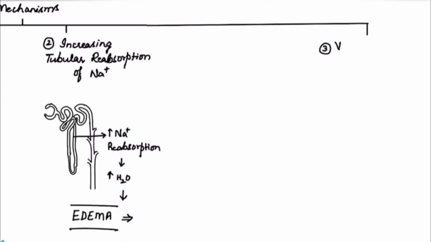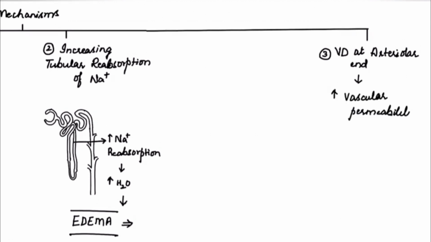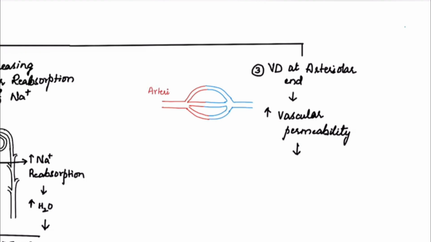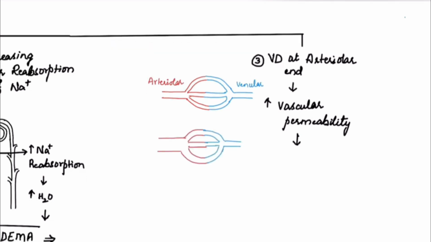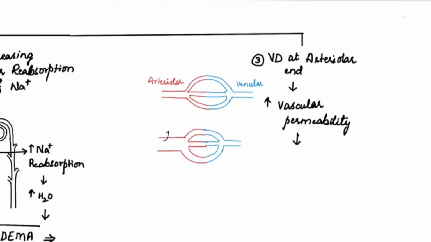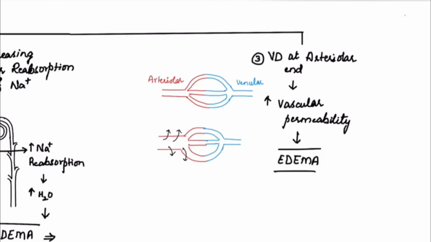Next, the third mechanism by which drugs cause edema is causing vasodilation at the arteriolar end of the capillary. So this leads to increased vascular permeability. So this is a normal capillary, and this is the arteriolar end, and this is the venular end. When there is vasodilation at the arteriolar end, the permeability is increased. Thereby fluid leaks out, leading to edema.